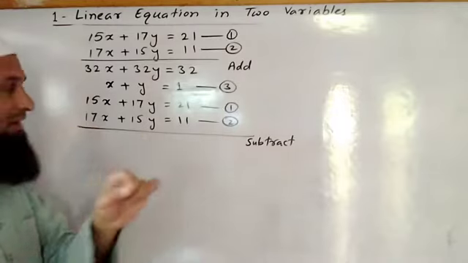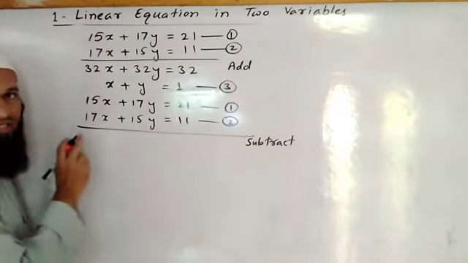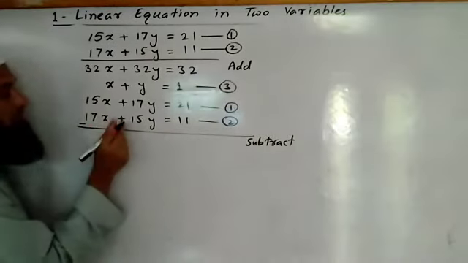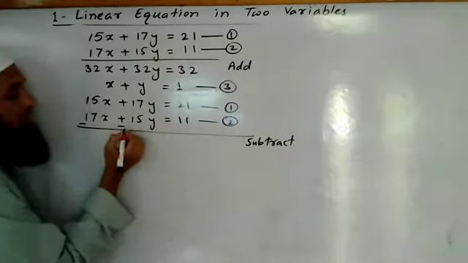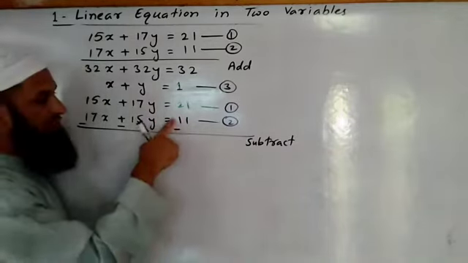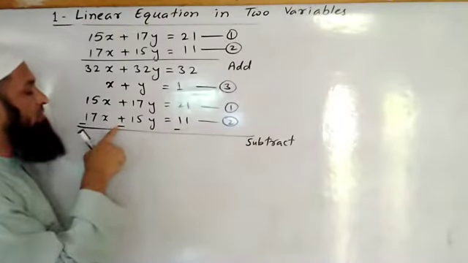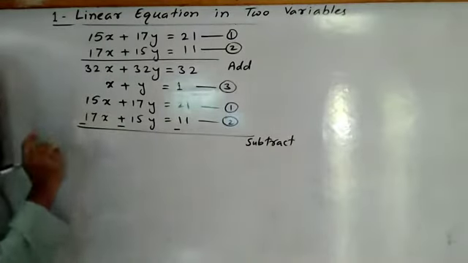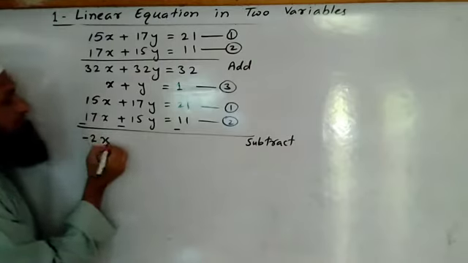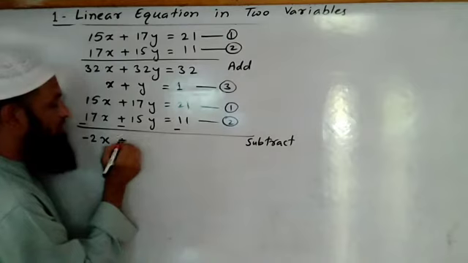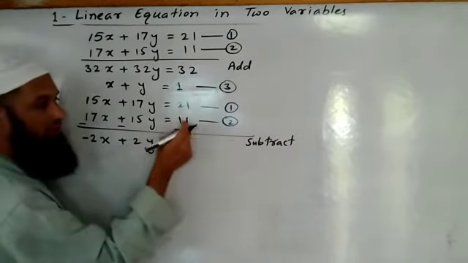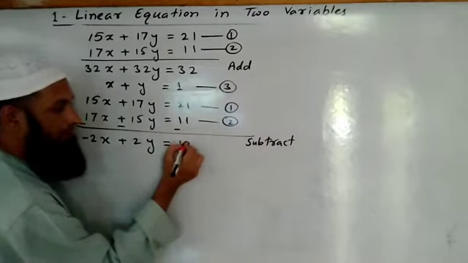In 9th standard you have learned for subtraction we should change the signs of this equation. So this is positive, it becomes negative. This is positive, it also becomes negative. And this is also positive, it also becomes negative. 11 is positive, it becomes negative. Now 15 minus 17 is nothing but minus 2x. 17 minus 15 is nothing but plus 2y is equal to 21 minus 11, which is nothing but 10.